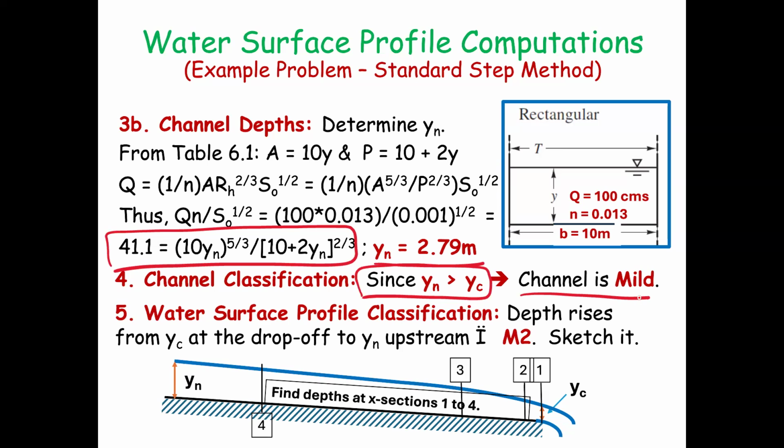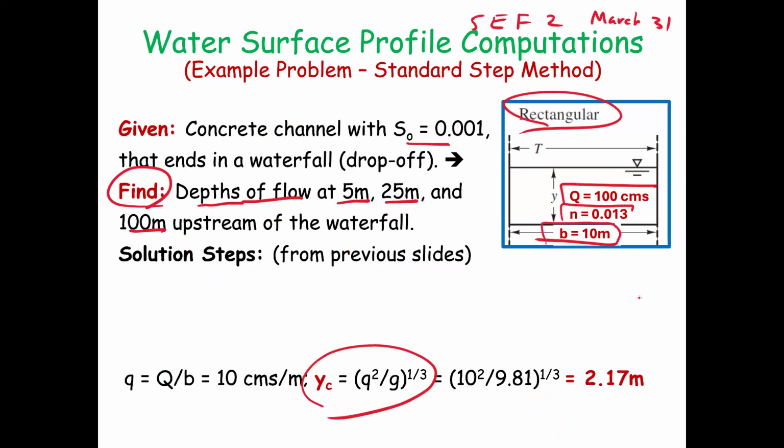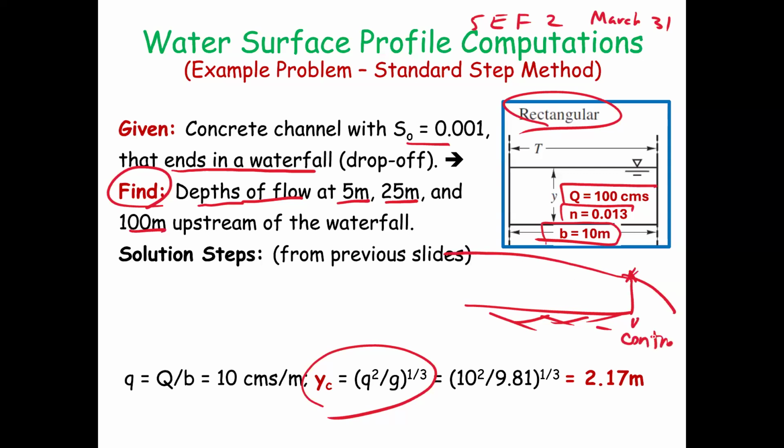If I ask 1, 2, or 3, you should be able to draw or sketch it for me if you have the Y. If not, you should predict that, like the one here, concrete channels end in a waterfall. So at the waterfall you have something like that, and you have a control point here. So you have YC here, YN here.